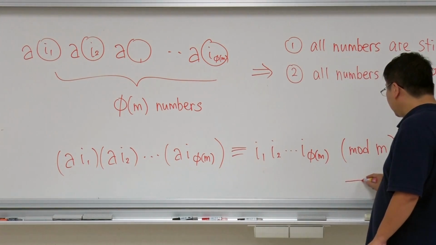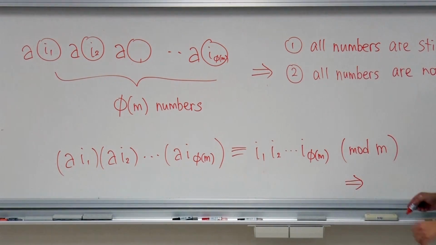So this implies, after doing the division, you will have A to the power phi M is equal to 1 modulo M. Okay, so this is what we get. Extremely similar to the proof of Fermat's Little Theorem, or the same idea. Is that okay? Good. So we have done this one.